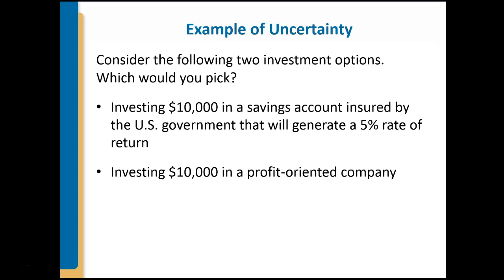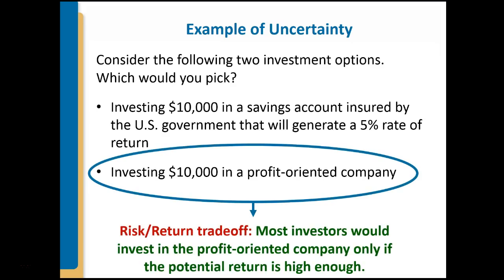Now, all else equal, investors and creditors would like to invest in stocks and bonds that provide the highest expected rate of return, but there are a lot of variables to consider before you make investment decisions, like the risk that the expected return is important. So to understand this, let's consider the following 2 investment options. So one is invest $10,000 in a savings account insured by the U.S. government that's going to generate a 5% rate of return. Or number 2 would be to invest $10,000 in a profit-oriented company.